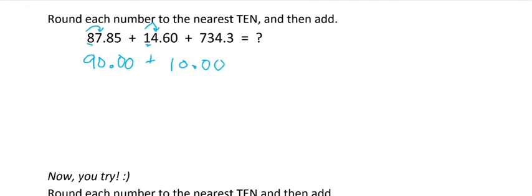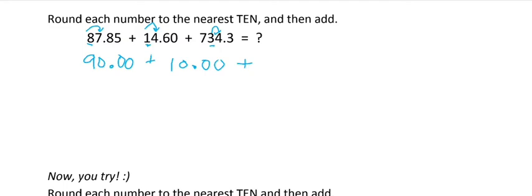For our last number, 734.3, our tens column is in a different place. So don't be tricked, it's not the 7. Our tens is actually this 3 here. And when we look to the right of the 3, it's a 4. The 4 tells us that the 3 is going to stay the same.